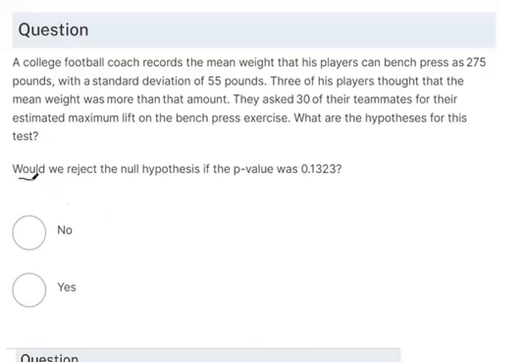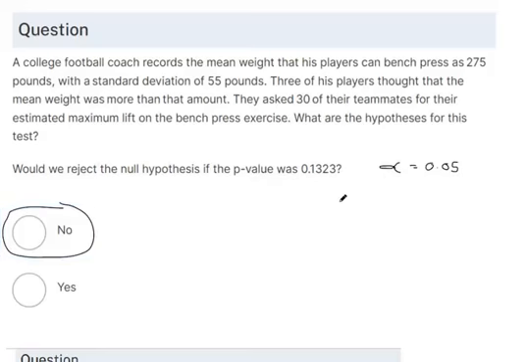The question here says, would we reject the null hypothesis if the p-value was 0.1323? You don't even need to know the details here, except the one detail that we should have is the alpha. If it's not written, then alpha is usually 0.05. In other words, the significance level. Okay? If your p-value is less than the alpha, you reject the null hypothesis. This p-value is not less than 0.05. So no, we do not reject the null hypothesis.